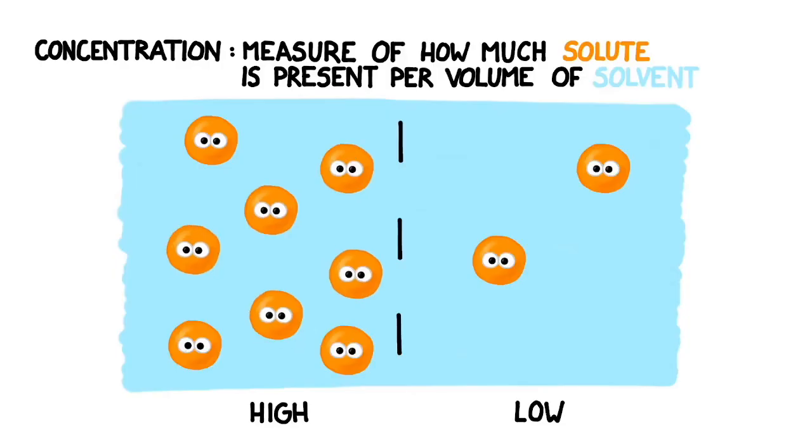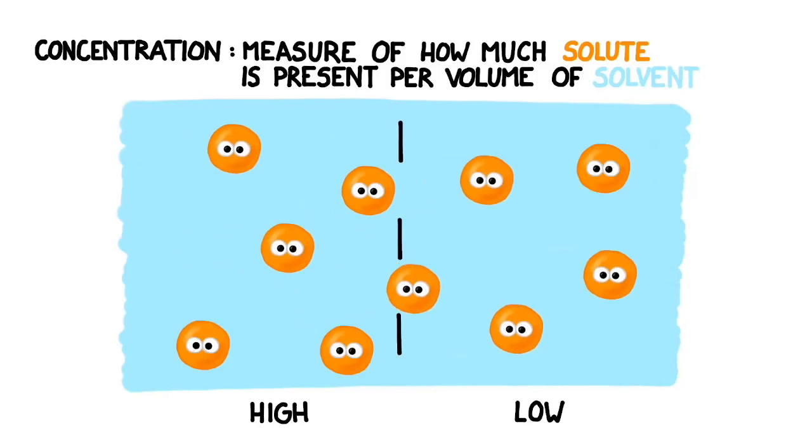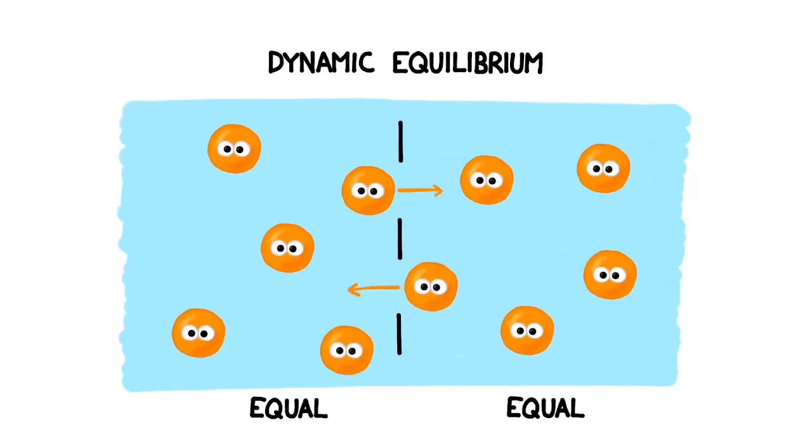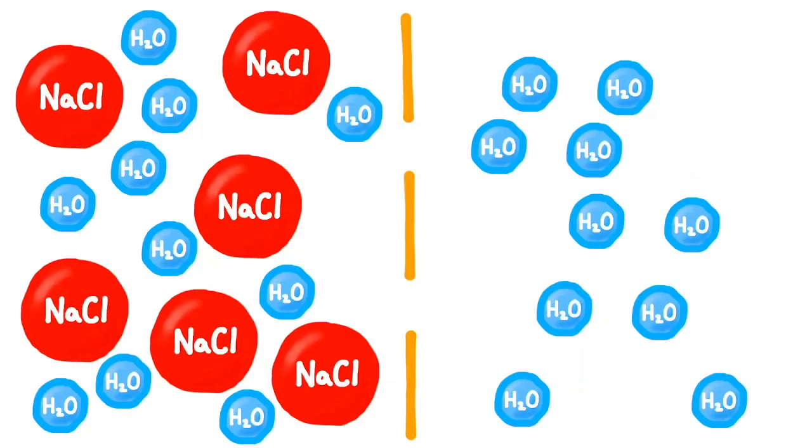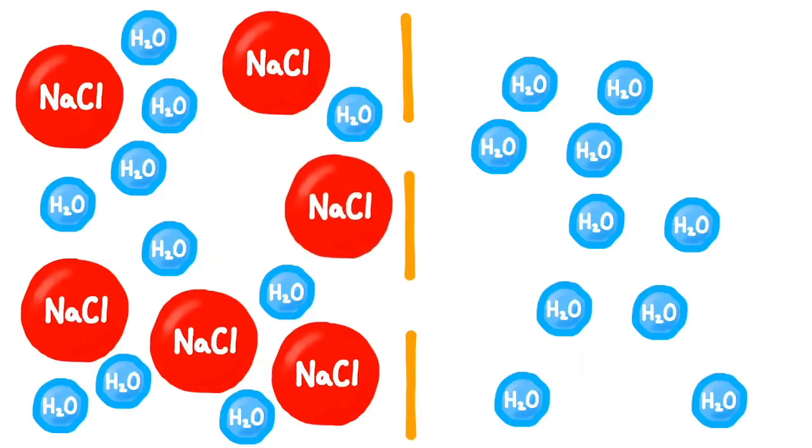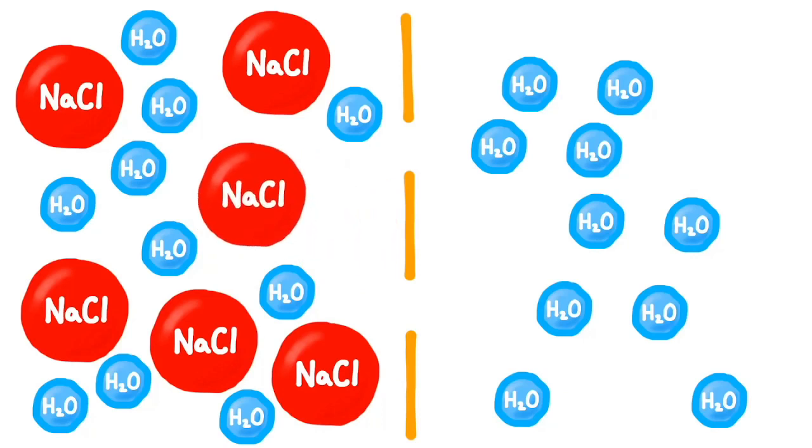They would flow from areas of higher to lower concentration. Eventually, they will reach equilibrium, where there will be an equal concentration on both sides of the membrane. However, in the case of a liquid like salt water, the salt molecules are much too big to fit through the membrane, so the only particle that can move is water.